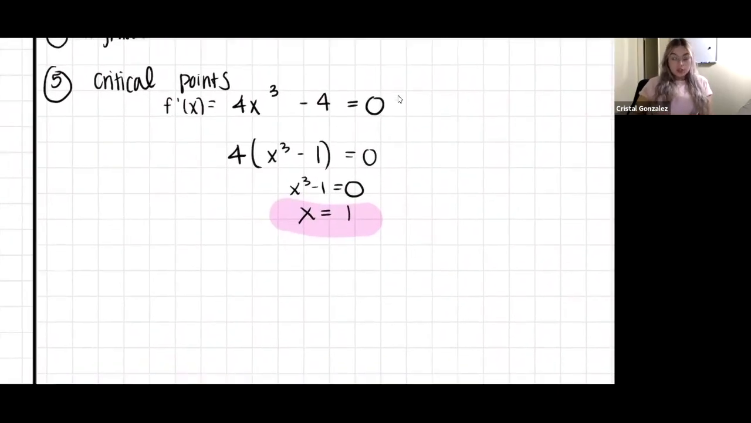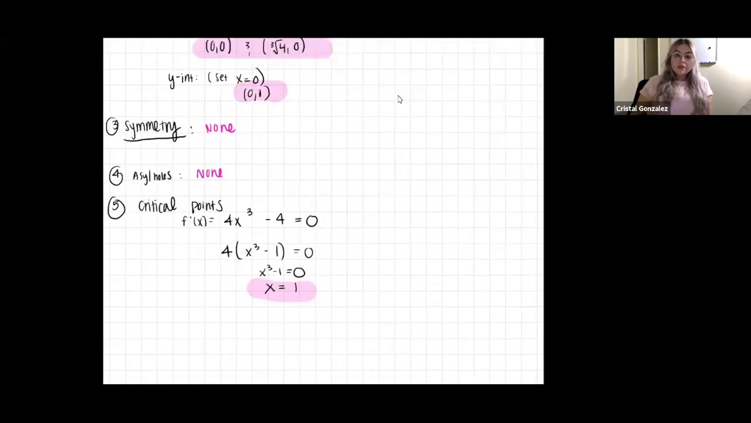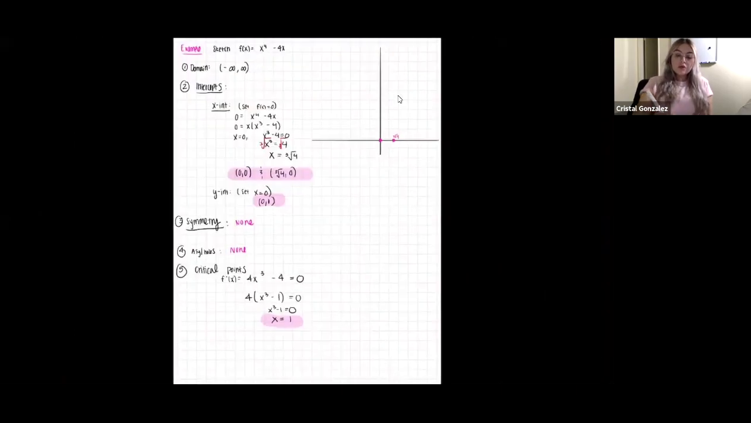Now what we want to check is our intervals of increasing and decreasing, because we want to know, is it increasing here? If it is increasing here, then we'll have a maximum value up here. But if it's decreasing here, then we're going to end up having a minimum value right there.